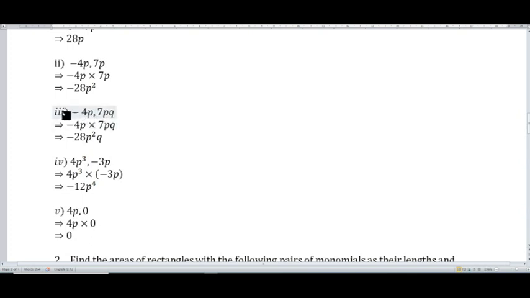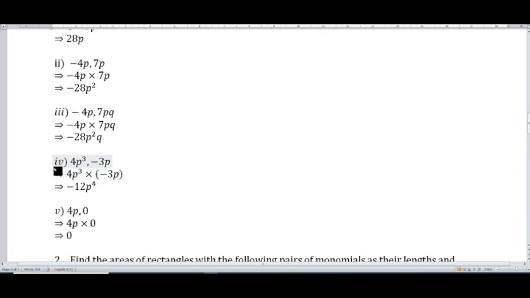In question number 3, minus 4p and 7pq. If you multiply minus 4p with 7pq, minus 4 into 7 is 28. How many p's are there? 2 p's are there. That means p into p is p square, and q is still there. So the answer will be minus 28p square q.